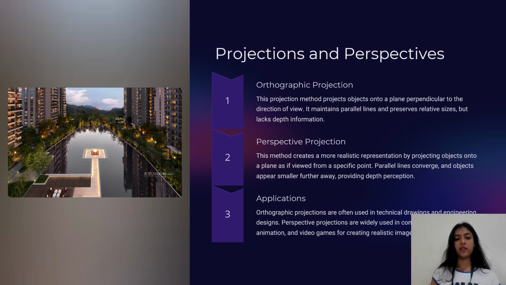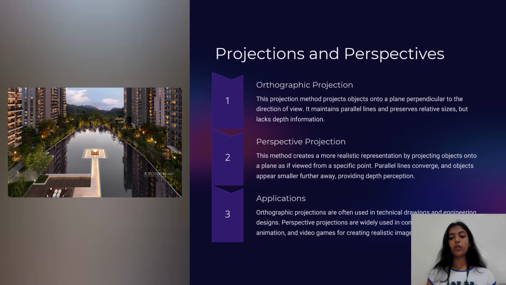Projections and perspectives. Orthographic projection. This projection method projects objects onto a plane perpendicular to the direction of view. It maintains parallelism of lines and preserves relative sizes but lacks depth information. Perspective projection. This method creates a more realistic representation by projecting objects onto a plane as if viewed from a specific point. Parallel lines converge and objects appear smaller further away, providing depth perception.